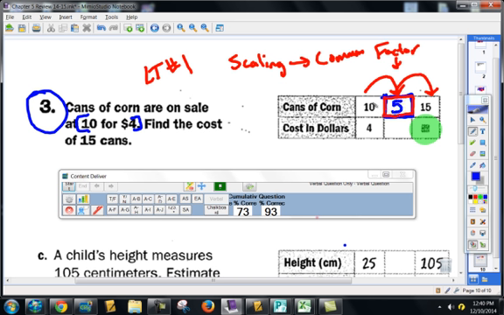And then I know that if I'm taking my cans of corn and I am dividing them by 2, wouldn't that mean I would divide my cost by 2? Then what am I doing to my cans of corn to go from 5 to 15? Times 3. So what do I got to do to my cost? Times 3, which would be 6.